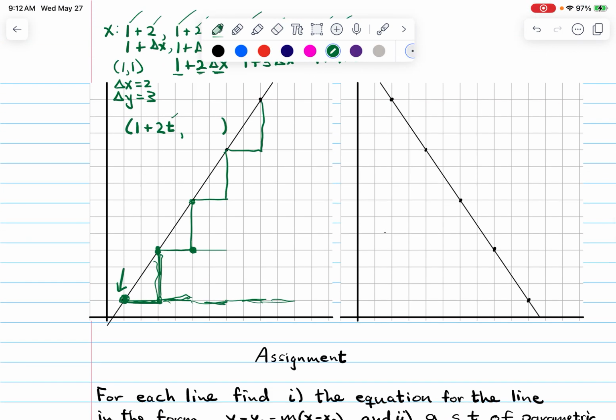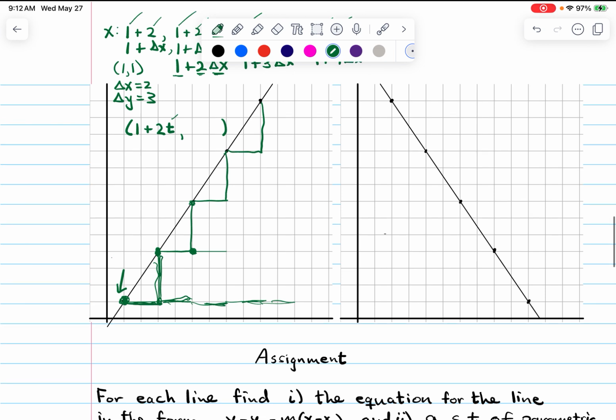So let's look at these points. We start off with 1, 1. Now this next point over here is 1, 2, 3, 1, 2, 3, 4. So this is 3, 4. How do we get to that point? Well, we have 1 plus 2 times 1, and that's 3, right? That's how we get that point right there. If we start off with t as 0, we would get 1, 1.